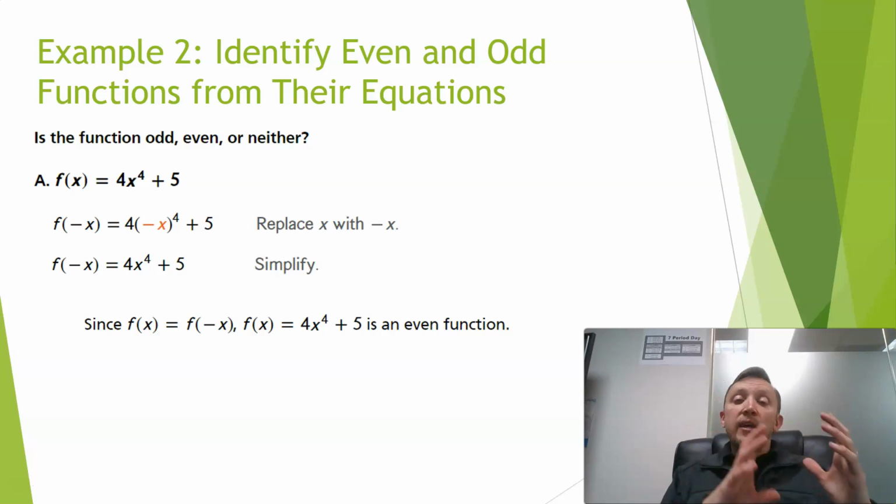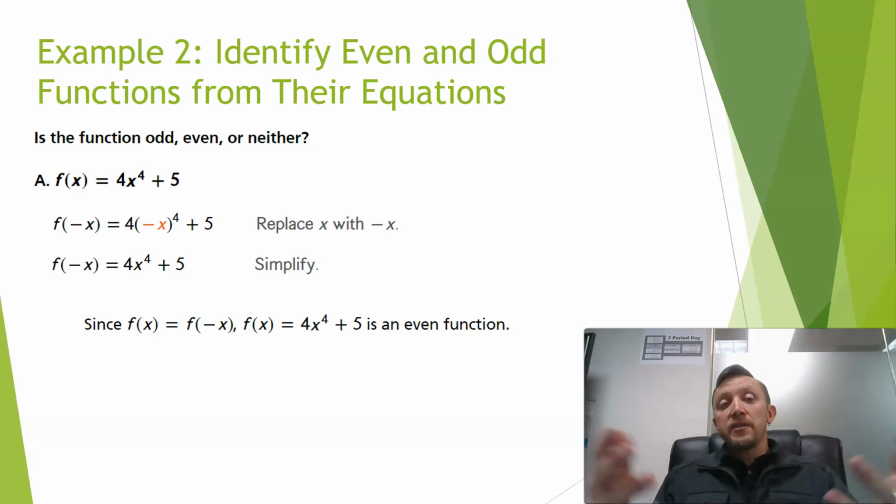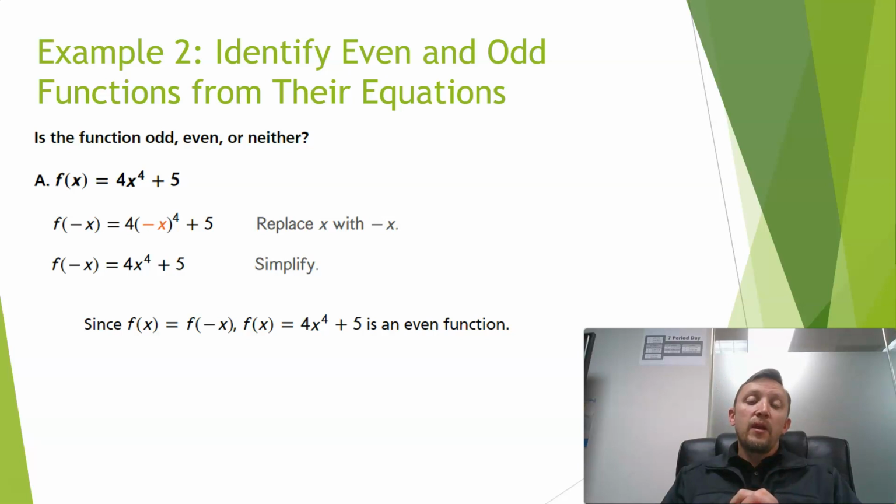And if f of negative x equals the opposite of f of x, it's an odd function. Okay, that's how you can tell the difference between the two. So here's what you're going to do. You're going to put negative x into the function. You're going to see what happens. One of three things is going to happen.